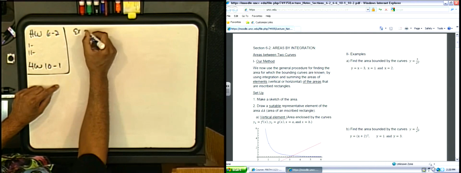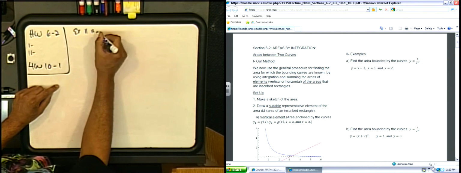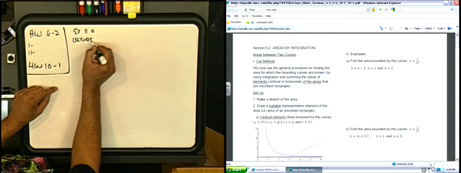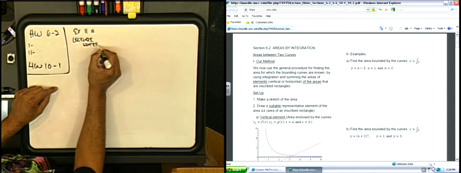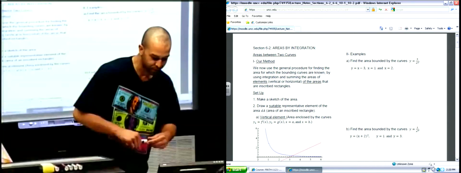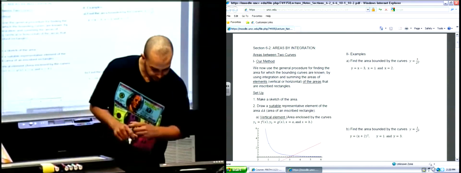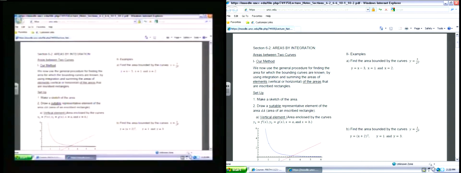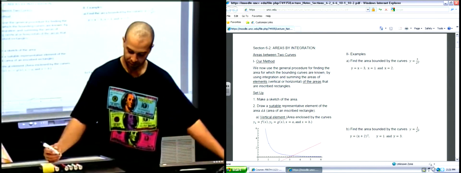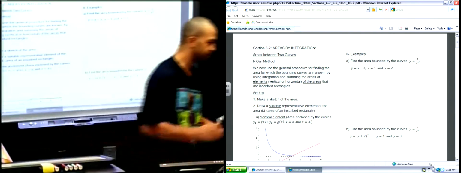Example 2A from lecture notes. Find the area bounded by the curves y equals 3 over x squared and y equals x minus 3 between x equals 1 and x equals 2. I'll grab my calculator.